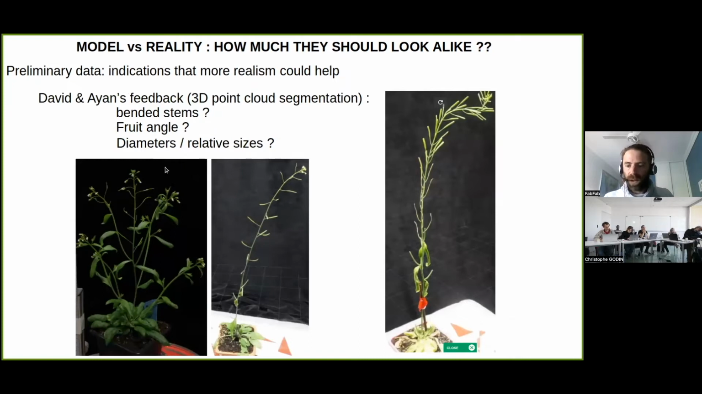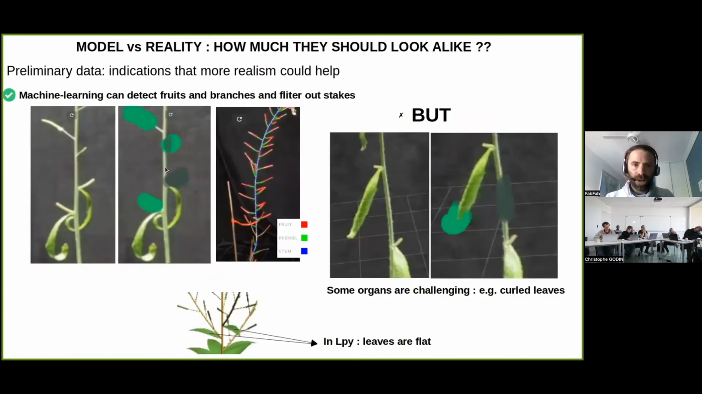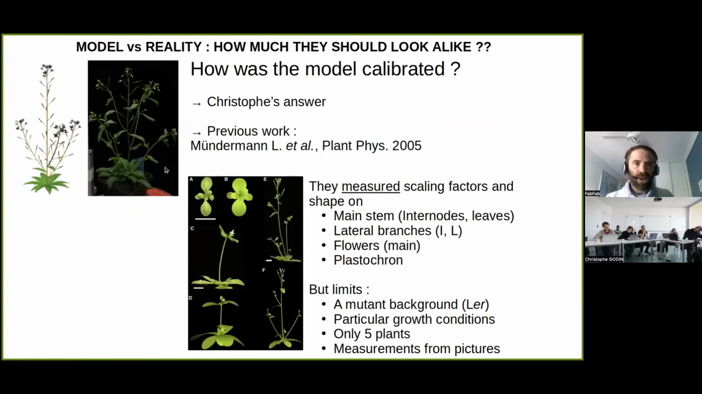So, and again, as you can see here, for example, the bending of the different branches of the main stem is not really realistic. It was assumed to be straight to the upper part, but it's not. In real life, stem and branches can be a bit more wavy, as you see.